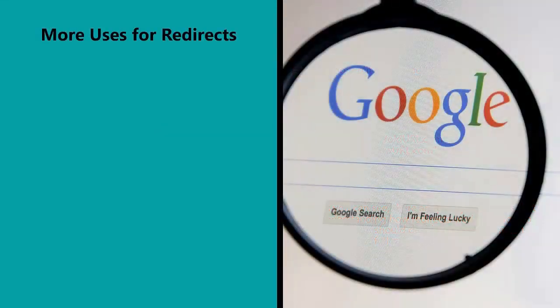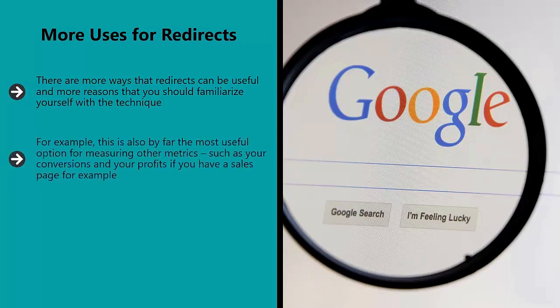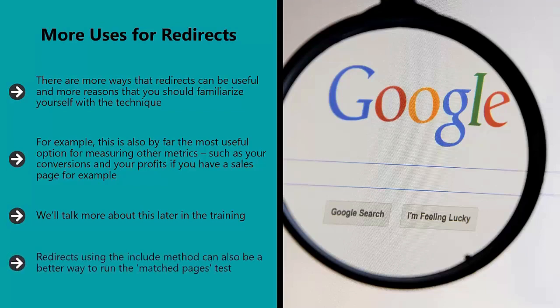More use for redirects. There are more ways that redirects can be useful and more reasons that you should familiarize yourself with the technique. For example, this is also by far the most useful option for measuring other metrics, such as your conversions and your profits if you have a sales page, for example. In other words, if it's not ranking that you're testing for, then you can happily use the redirect method and then see whether this impacts on the way that users engage with your site. We'll talk more about this later in the training. Redirects using the include method can also be a better way to run the matched pages test.